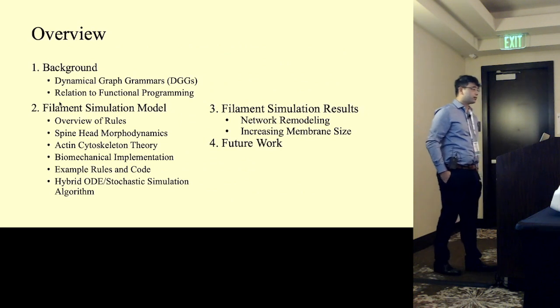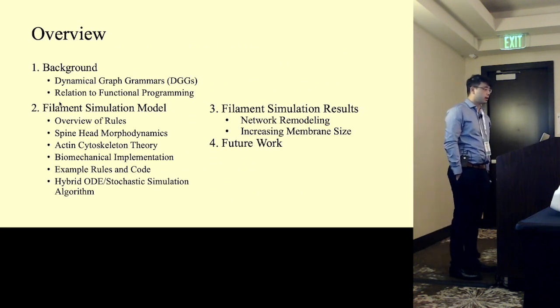This is the overview. For the background, we'll start with some general understanding of the simulation theory, including dynamical graph grammars. DGGs add a hybrid stochastic reaction and continuous modeling component into a graph-like representation. Next, I'll make some comparisons to functional programming between that and the mathematics of DGGs. Then we'll go over the implementation and biological theory behind simulating actin filaments within a membrane enclosed compartment.